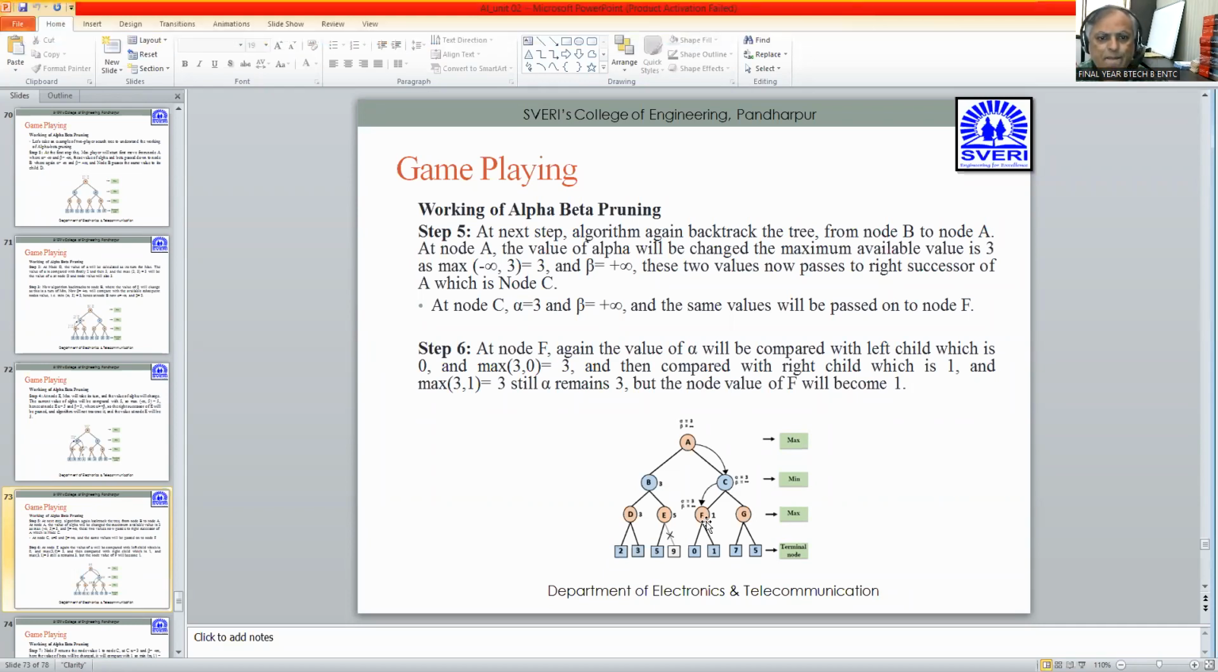Okay, and maximum of 3 and 0, so it will be 3. Then compared to the right child, which is equal to 1. So this is 0 here, so this will remain 3, because between 3 and 0, 3 is bigger. Even after comparing 3 and 1, it will still remain 3, right?